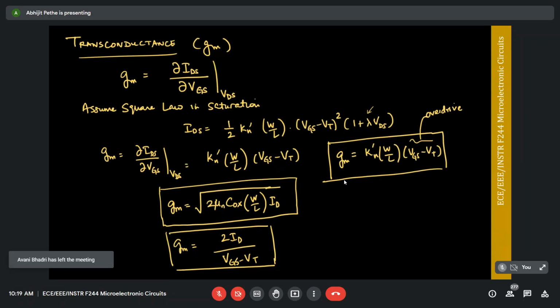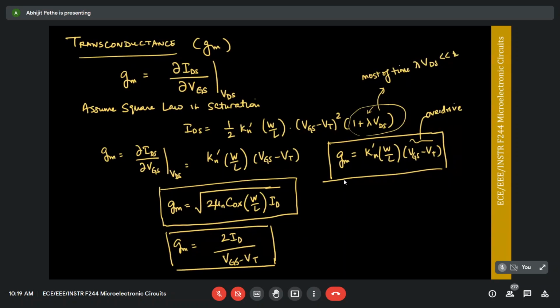So many a time in this class, what we do is we will not use this further. Most of the time, lambda VDS is going to be much smaller than 1, so we're going to neglect that with respect to the other terms when we do the DC analysis. We do all that when we do examples in class. So when you're going from this expression, basically replace VGS minus VT as a function of ID, removing these lambda VDS terms, and then you get these two.